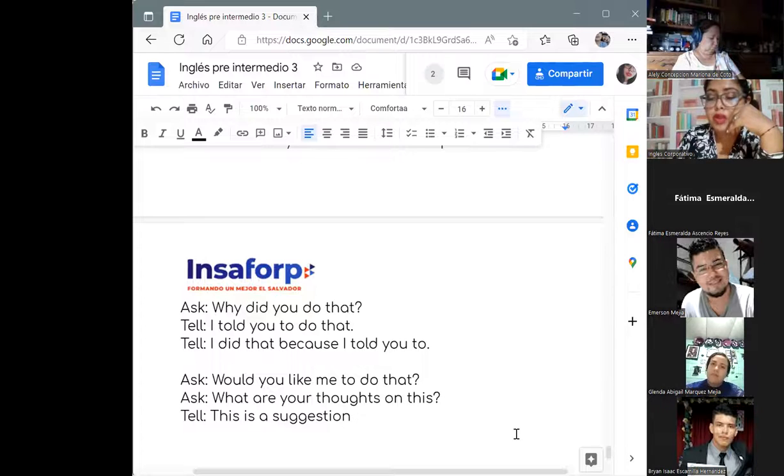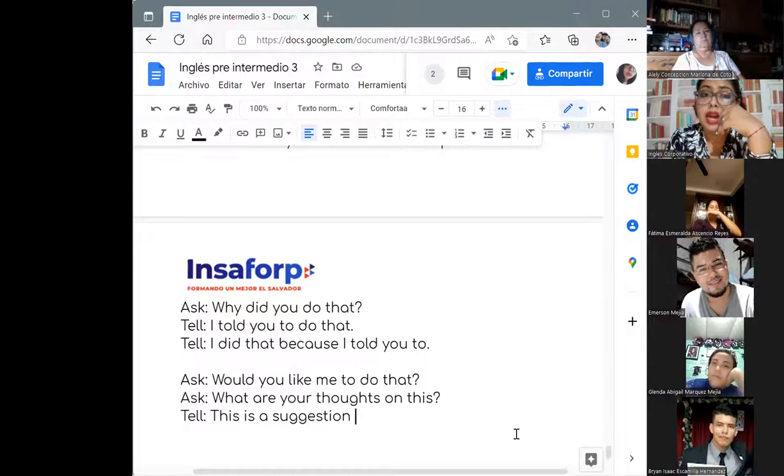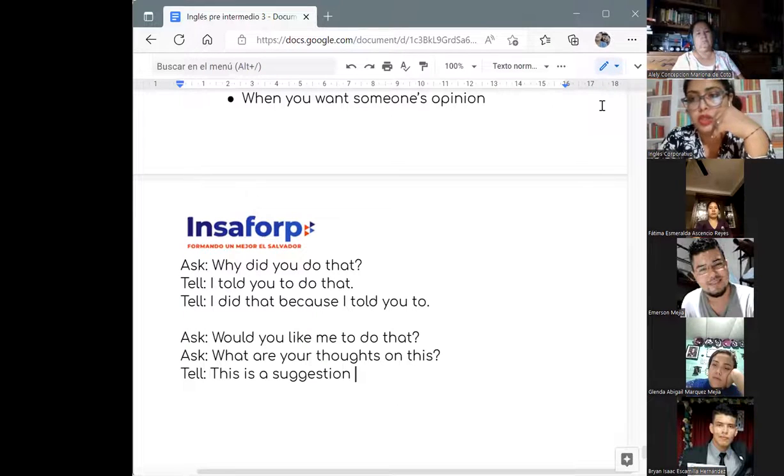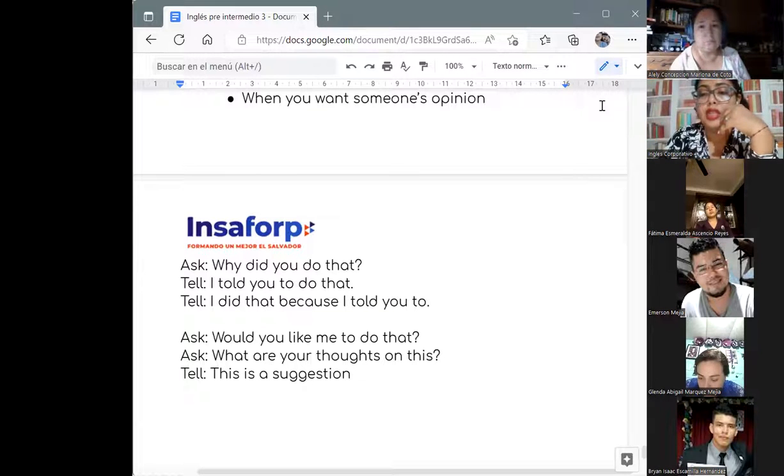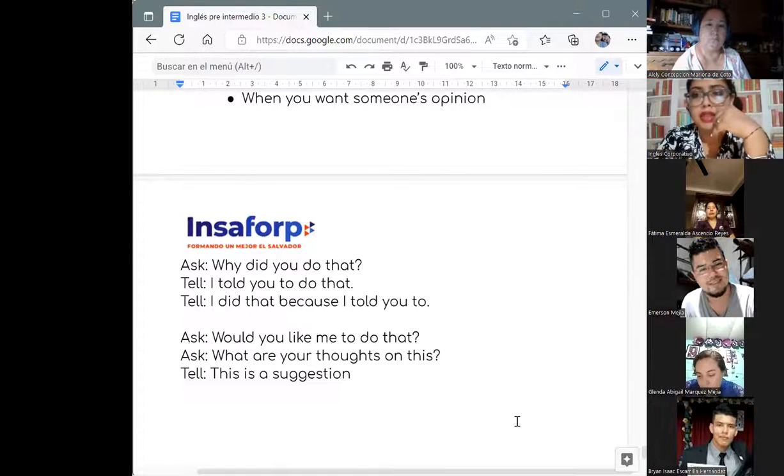So we can say that the main or the big difference between tell and ask is that with ask, you are giving time to the people to think about the answers and to think about the things that you want to know, but with tell, you are not giving any time to anyone because you are just expressing your ideas and your thoughts, and you are not asking for information or for more information, because in this case, you need to talk about that situation and that's it.